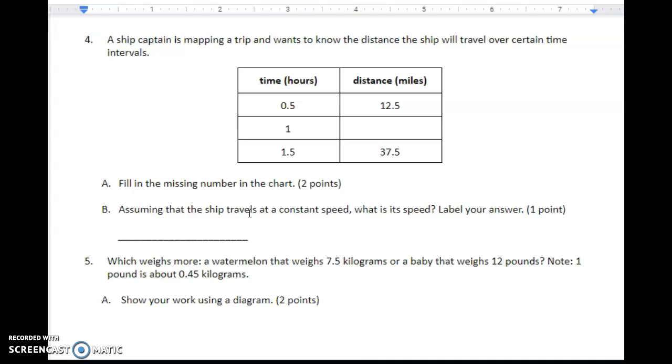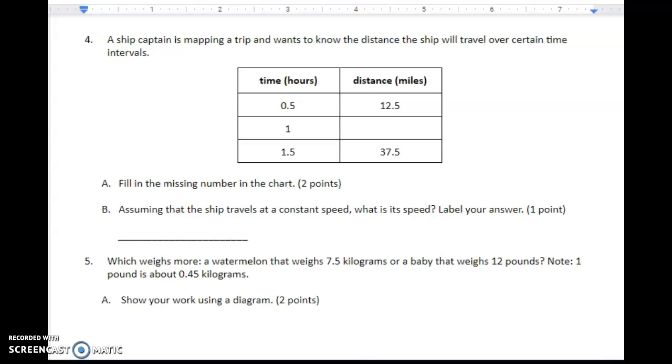Question 4. A ship captain is mapping a trip and wants to know the distance the ship will travel over certain time intervals. Time in hours, distance in miles. A. Fill in the missing numbers in the chart. B. Assuming that the ship travels at a constant speed, what is its speed? Label your answer.